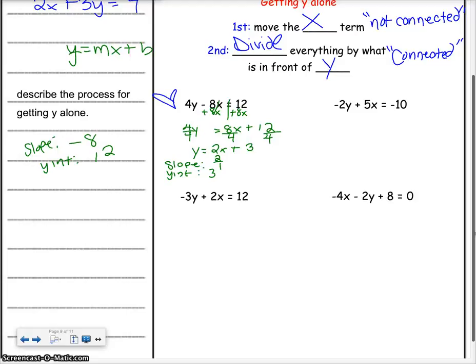Okay, the next one. I need to get y alone. So what do I move first, negative 2 or plus 5x? Okay, so how do I move plus 5x? I'm going to minus 5x to both sides. And I get negative 2y equals, now notice this 5x term has to go in front because it's right after the equal sign. So it's negative 5x minus 10, right? Maybe go ahead and put plus a negative 10 because the signs are going to get weird here. Make sure you're taking notes here.